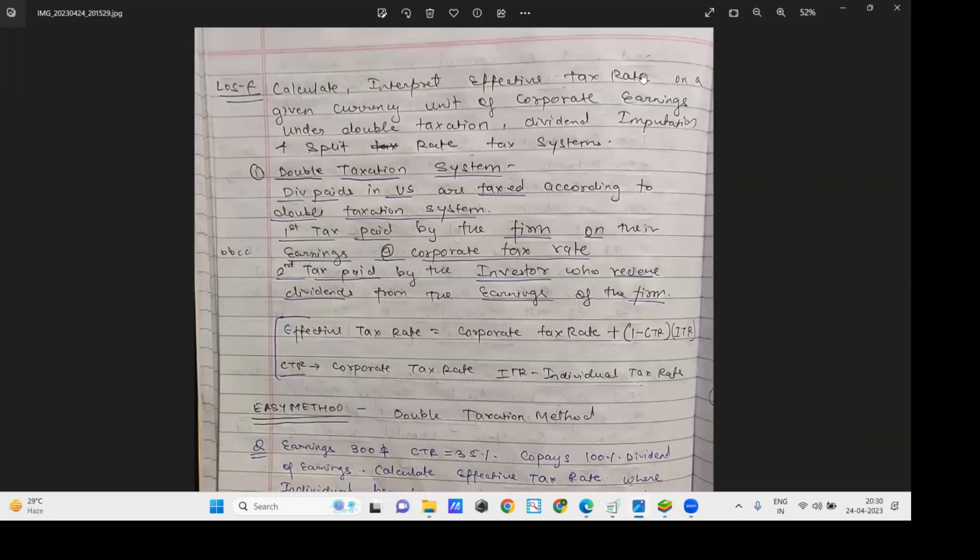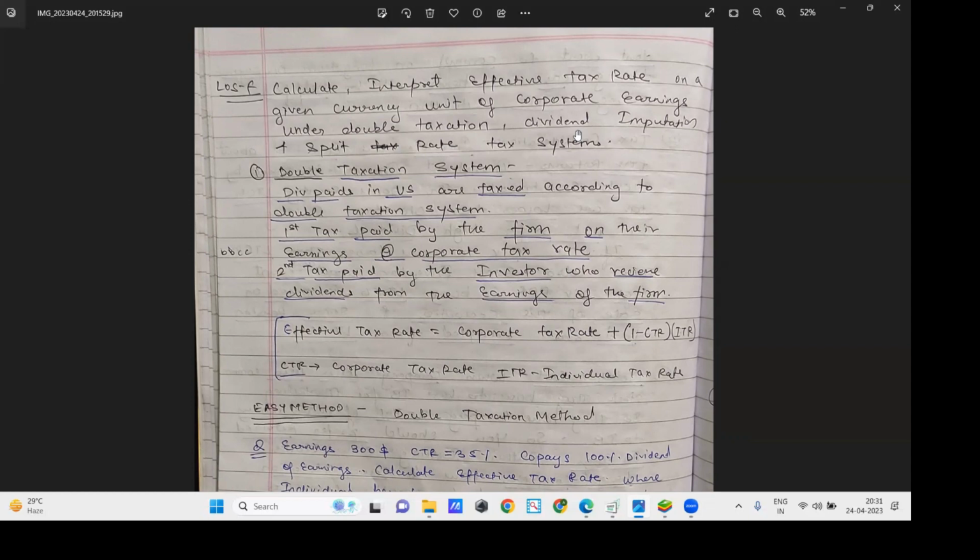Calculate or interpret the effective tax rate on a given currency unit of corporate earnings under double taxation, dividend imputation, and split tax rate systems. The first one is the double taxation system, which is applied in most countries. Here, the first tax is the corporate tax that the company has to pay on its net earnings.